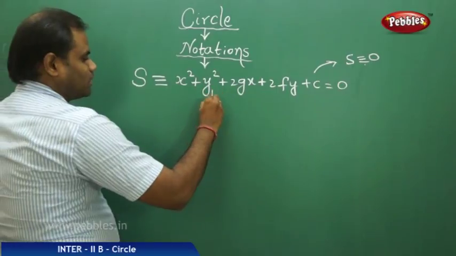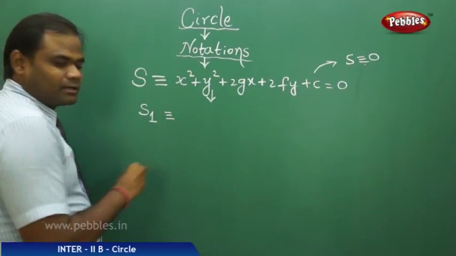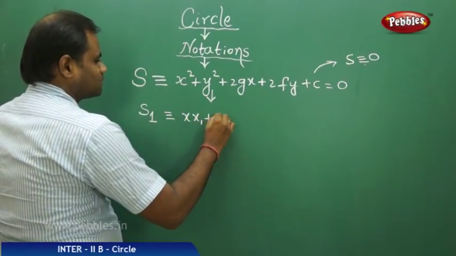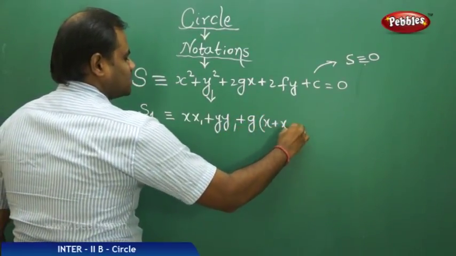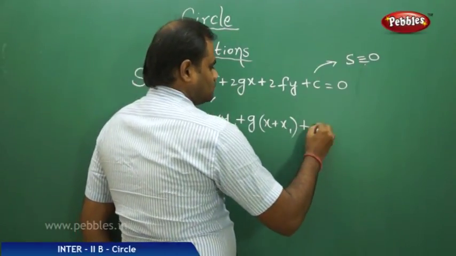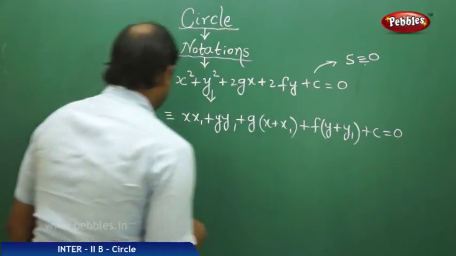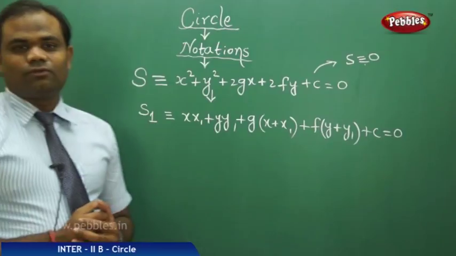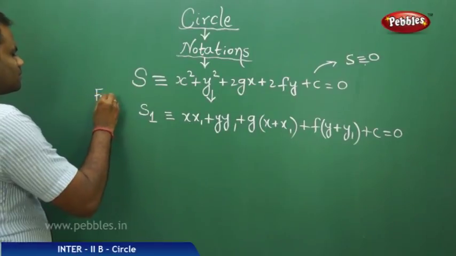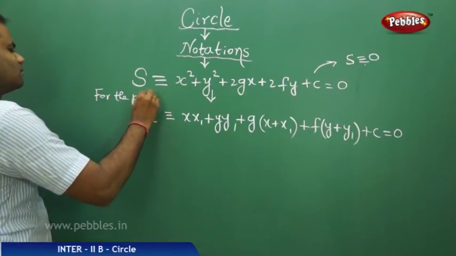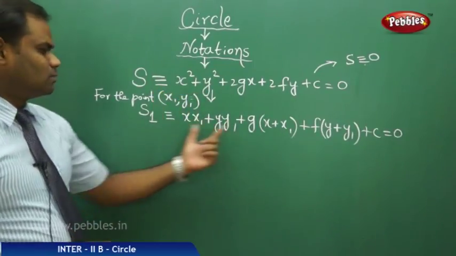Say if I just wanted to have S1, the S1 is generally denoted by x1 squared plus y1 squared plus g times (x plus x1) plus f times (y plus y1) plus c equal to 0. So this is how we denote S1. And remember here, x1, y1 is a point. For the point x1 comma y1, we have S1 equals this.